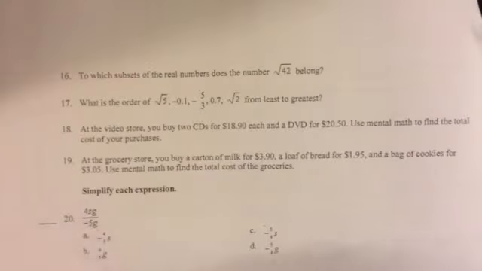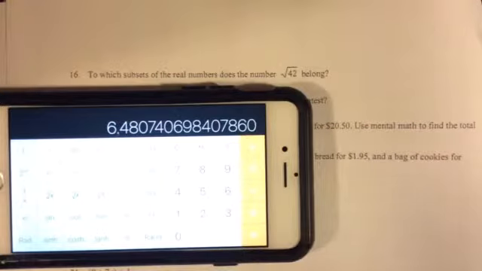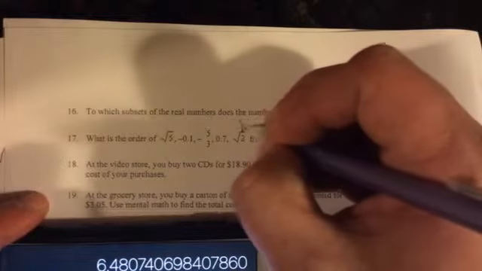For number 16, if I type in the square root of 42 in my calculator, I get this number right here, 6.480740. The number continues on without repeating, so it is not rational. We call it irrational.